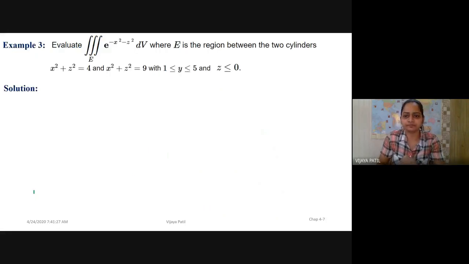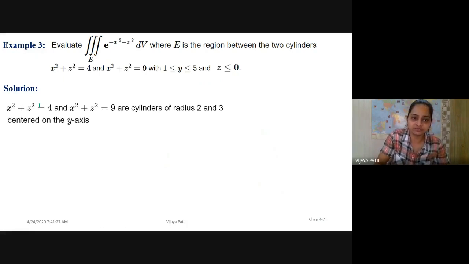Now I made one commitment when I gave you the lecture on cylindrical coordinates, that I'll explain to you the modified cylindrical coordinate system, how the problem will look. This is the example where I wanted to give that. So evaluate the triple integral e to the power minus x square minus z square dv, and this is the region between the two cylinders x square plus z square equals 4, and x square plus z square equals 9, with y as the limit, right?